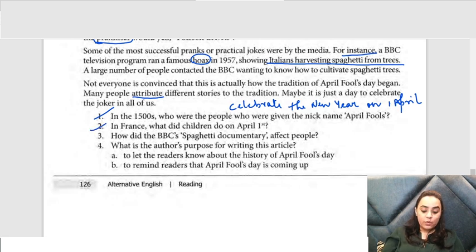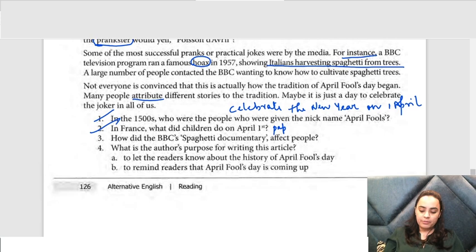In France, what did children do on 1st April? We have read, remember, Poisson d'Avril or April Fish? So the children would put a paper fish on the back of those people who believed that it was easier to catch a fish using a bait.